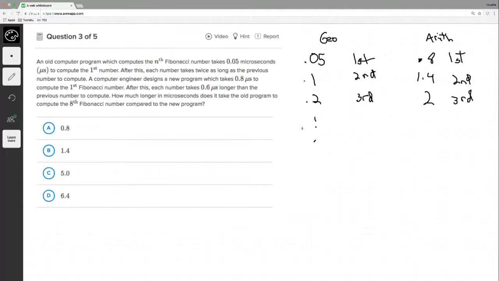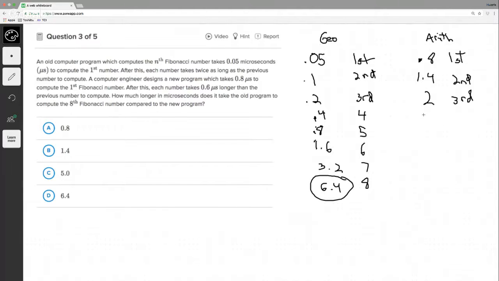So how much longer did it take the old program? This is the old, right? Third, this is fourth, we've got fifth, sixth, seventh, and eighth. We're just doubling this one each time. Oh wait, I'm sorry, these don't match up yet, because that was 2 and that was 0.2. So 0.4, 0.8. I did that wrong. So 1.6, 3.2, and then 6.4. All right, so for the 8th, it takes 6.4 microseconds.